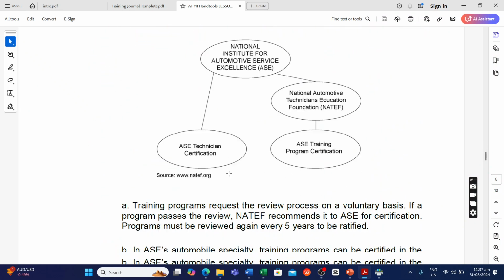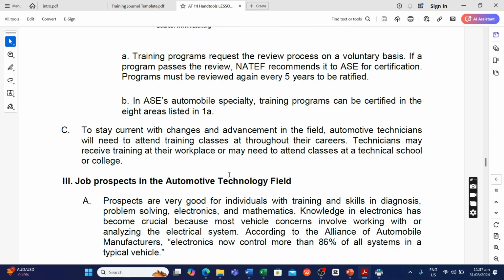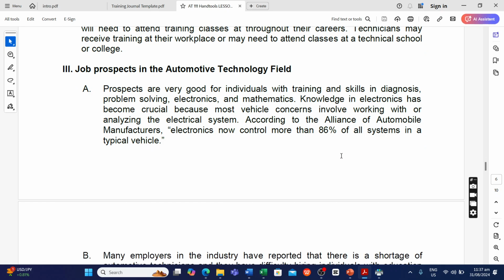And then, to stay current with changes and advancements in the field, automotive technicians will need to attend training classes throughout their careers. Technicians may receive training at their workplace or may need to attend classes at a technical school or college. Next, job prospects in the automotive technology field.